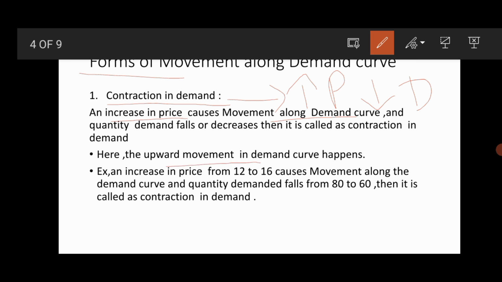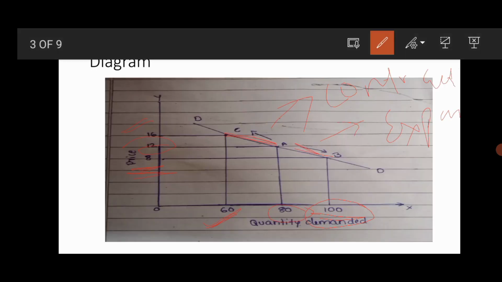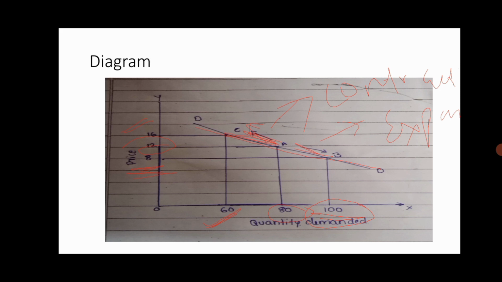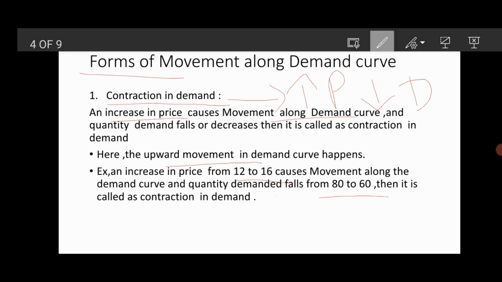So here there will be an upward movement in the demand curve. You can see in the diagram the movement is upward along the same demand curve. An increase in the price, as I already explained while explaining the diagram: when the price was increased from 12 to 16, the quantity demanded fell from 80 to 60. So here there will be an upward movement along the demand curve.